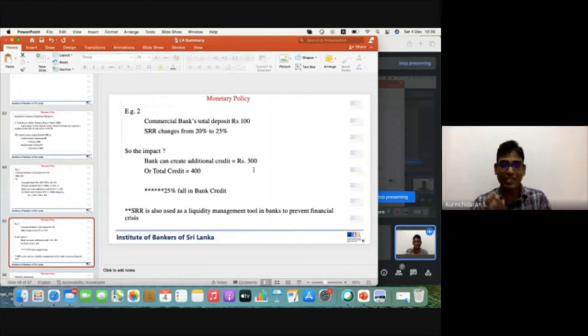So in a crisis situation or any financial, kind of pandemic situation, you may be able to use those reserves as well. So SRR has two usages. One, it can control the credit creation or deposit creation capacity. On the other hand, it can be used as a liquidity management tool.